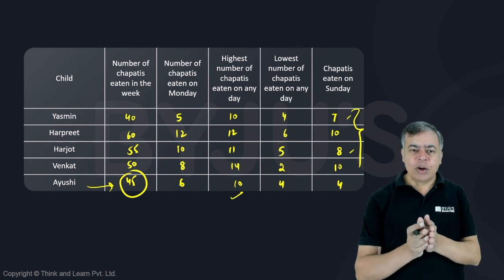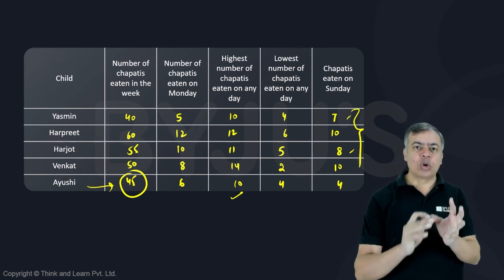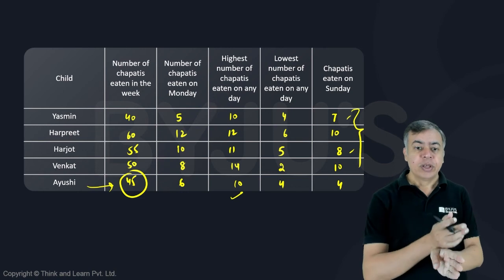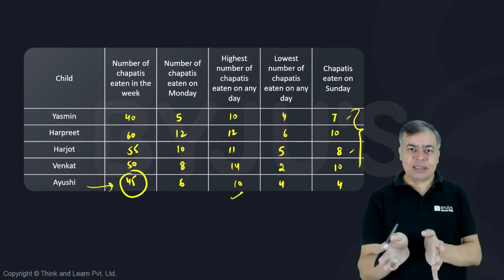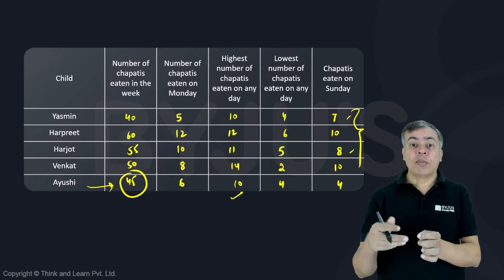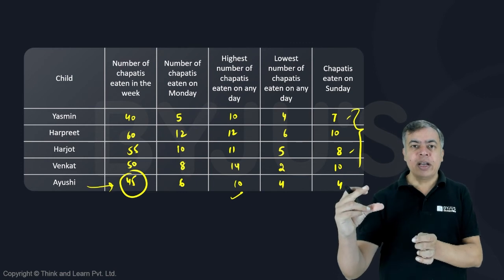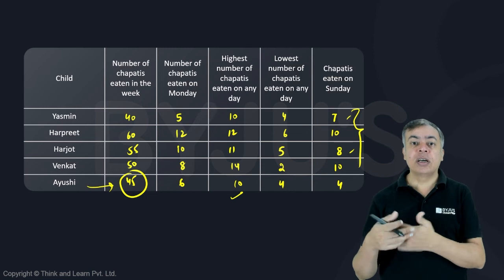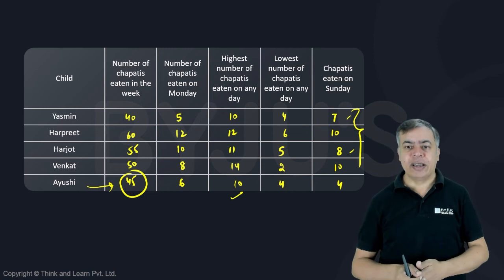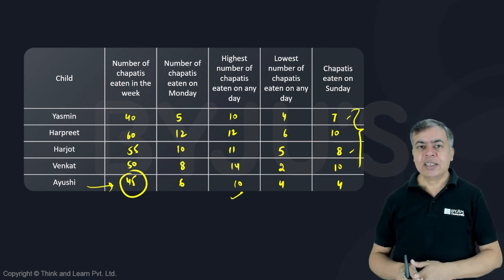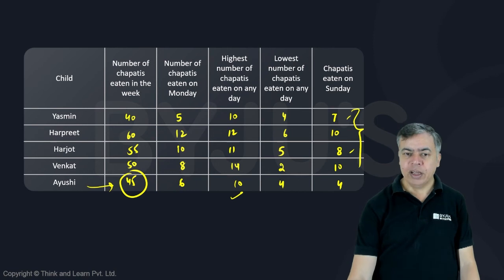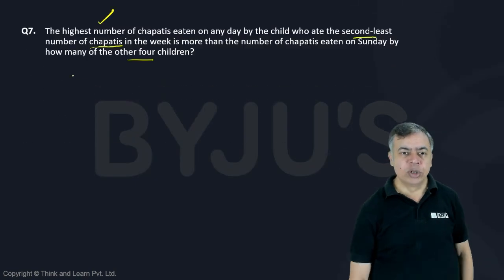It is talking about whoever's total number of chapatis is the second least, that is Ayushi. Now Ayushi's highest, that is 10, is more than how many of the other children when you compare to the number of chapatis eaten on Sunday? 10 is greater than 7 and 8. So there are 2, Yasmin and Harjot. So the answer should be 2.